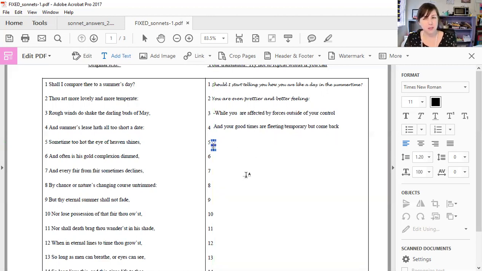And then I love this line 5, because for people who are introduced to Shakespeare, this is, I think, a really good example of how to think on a two-step basis, which sounds difficult, but I swear it gets easier. Sometime too hot the eye of heaven shines, and often is his gold complexion dimmed. So you have to imagine the literal, sometime too hot, the eye of heaven shines. Where's heaven? Okay, heaven is up. What would be up that's hot and shines? Oh, the sun. Okay. Sometimes the sun shines too hot.